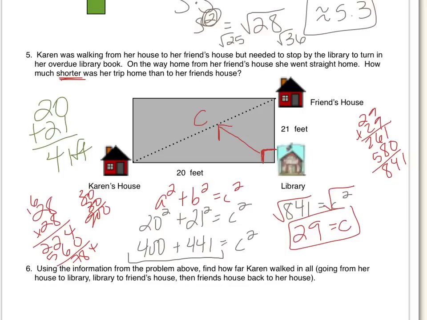I just boxed it in like it was, but no, it's not, because it says how much shorter is that. So it was 41 feet on the way there, minus 29 feet on the way back. So we're going to subtract, and so our answer is actually 12 feet shorter.